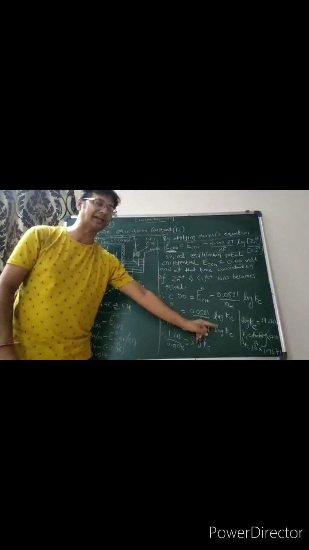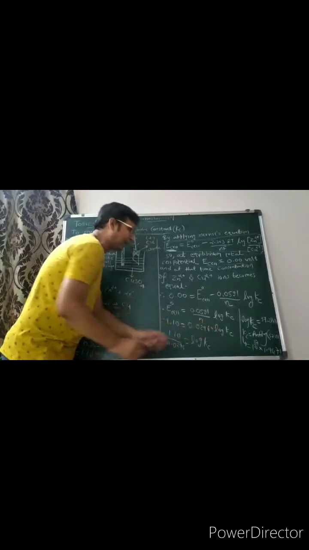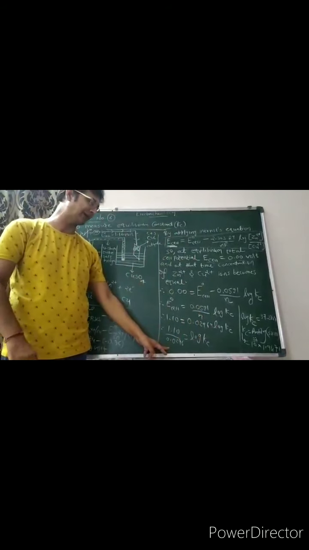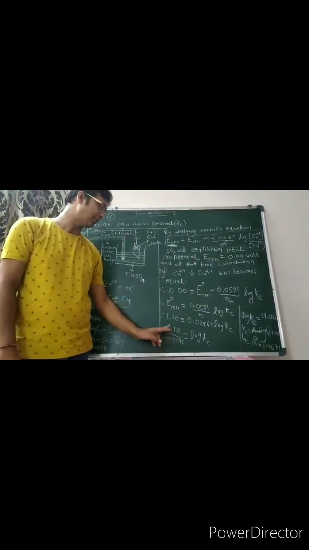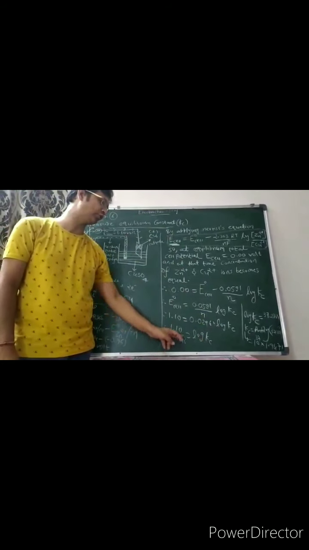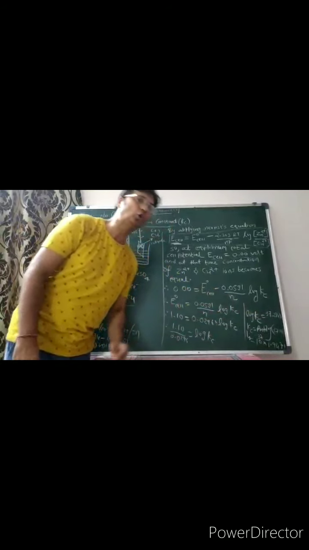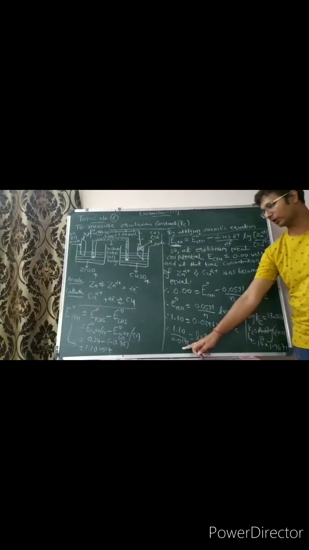This is a multiplication sign. When it moves to the left side, in the opposite direction, it becomes division. With the help of this mathematical rule, we get 1.10 divided by 0.0296 is equal to log Kc. The value of 1.10 divided by 0.0296 is 37.2881. So log Kc is equal to 37.2881.